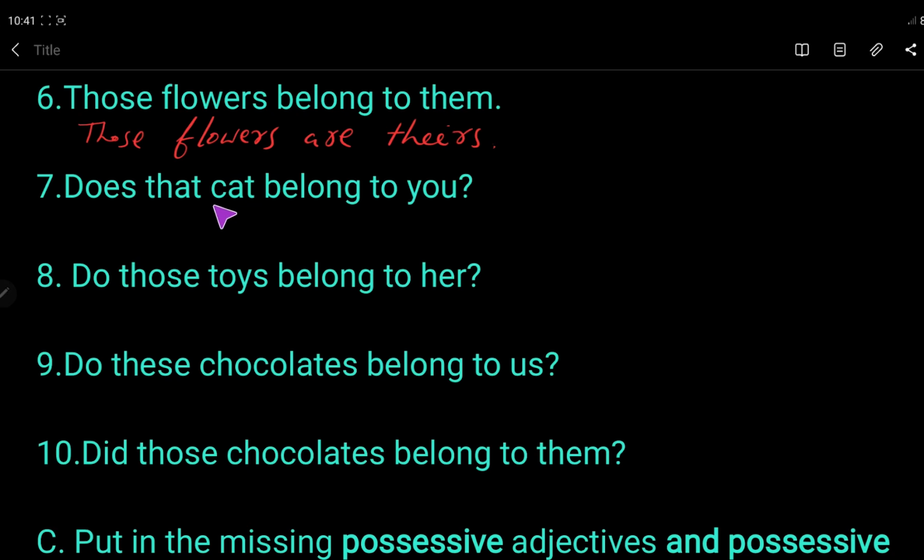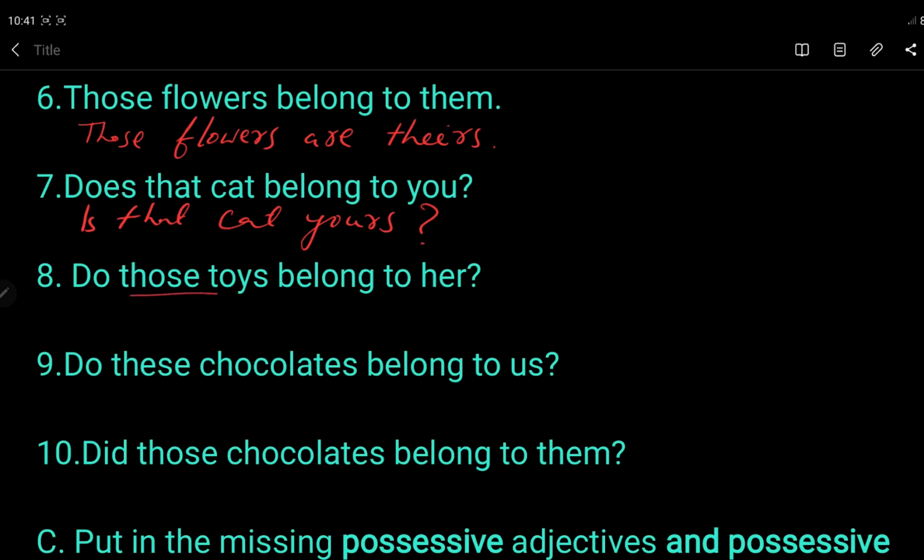Here that cat is the subject. After the cat we usually use is, and why is? Because this is present tense, does is written here. So, is will come first. Now we can write, is that cat yours? So easy.